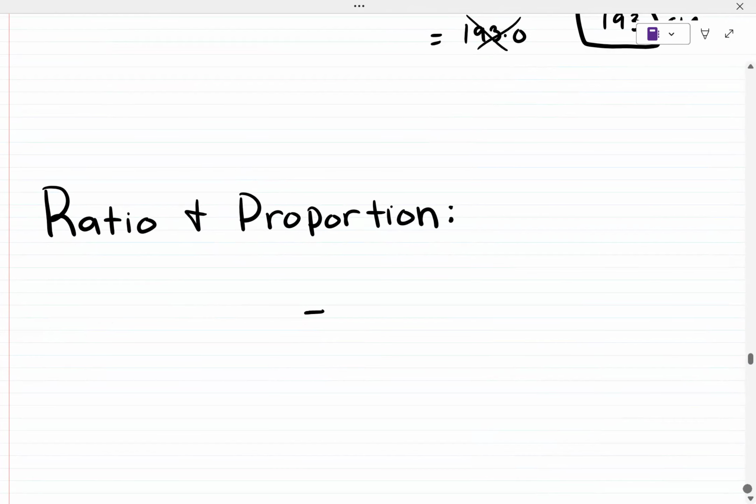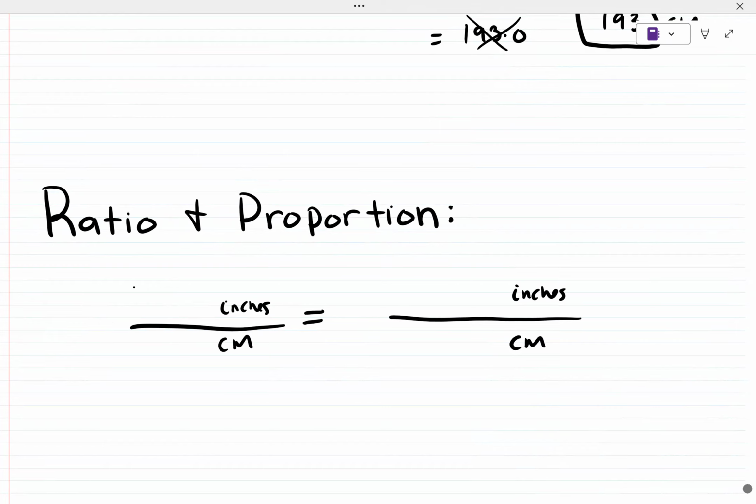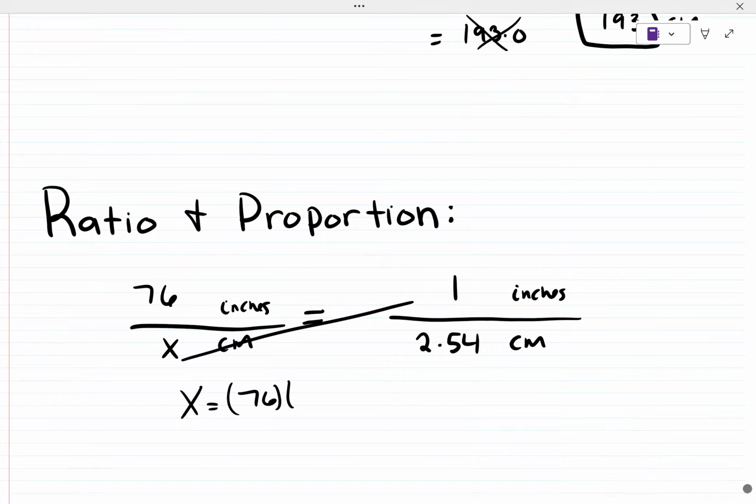Okay, ratio and proportion, so fraction. We could put inches on the top, centimeters on the bottom. So we were given 76 inches, and then our unknown was centimeters. And then for 1 inch, there is 2.54 centimeters. Cross multiply, it says x equals 76 times 2.54, and you get 193.